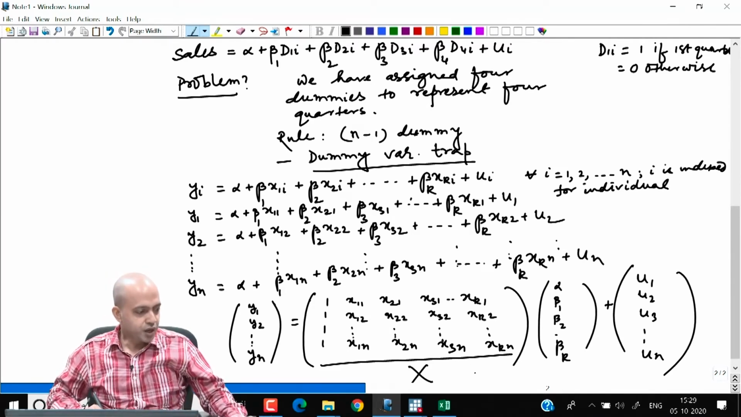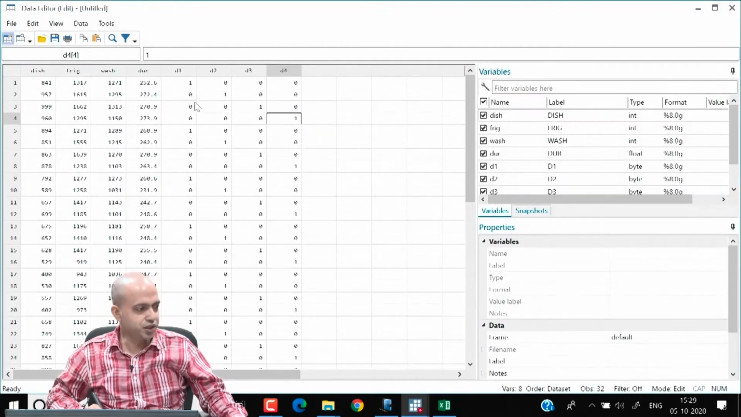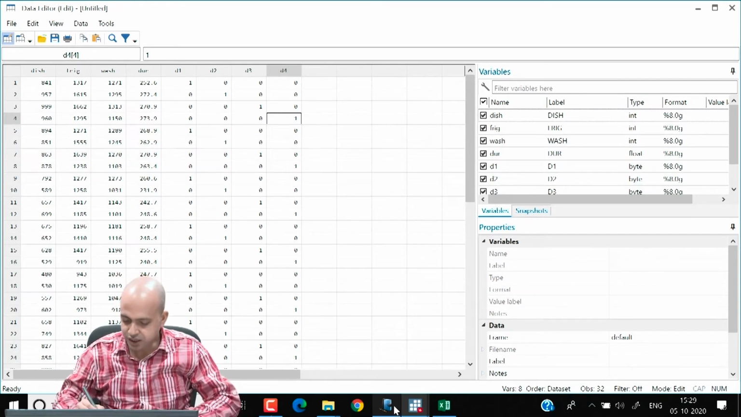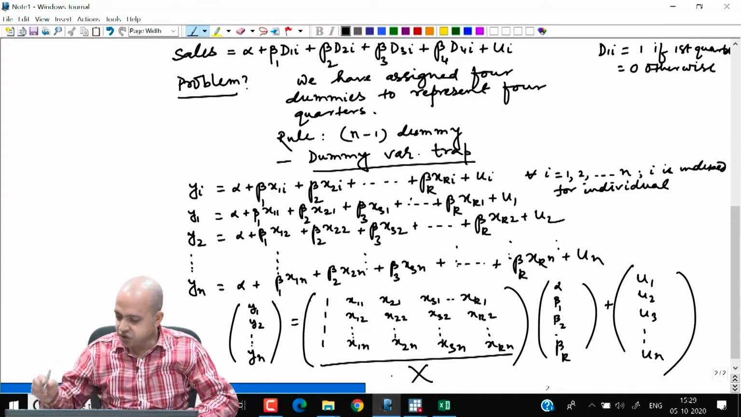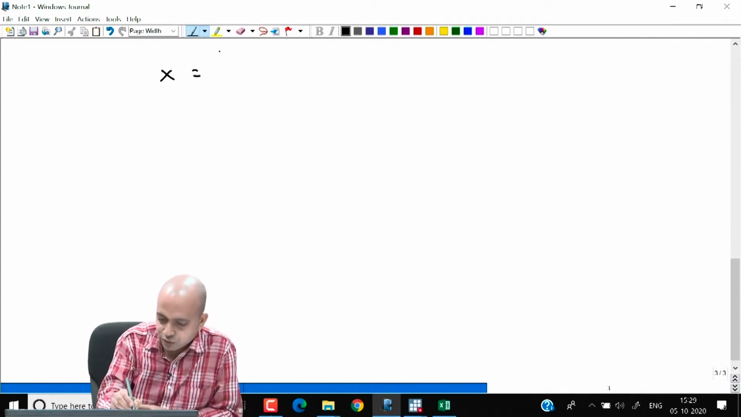Now I will ask you to think of this X matrix in terms of this. In this model I have no other quantitative covariates, only this. So I will write the X matrix only in terms of the coefficient alpha, that means the intercept, and the dummies D1, D2, D3 and D4. I will take this X matrix separately.